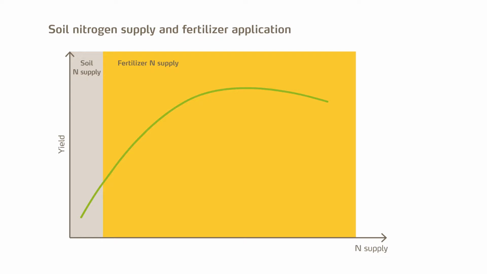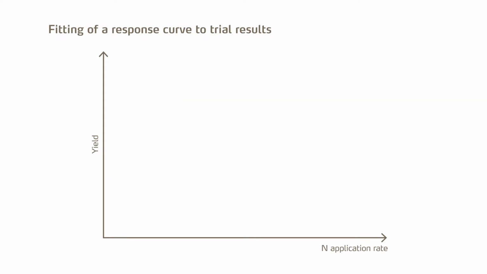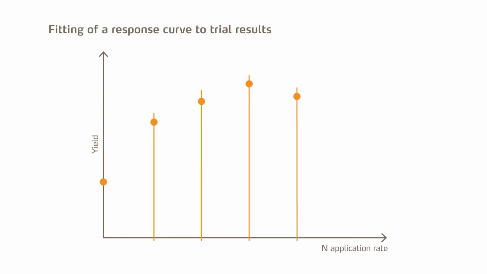Since soil nitrogen supply is variable, nitrogen response curves in general show the yield as a response to fertilizer application only. In order to determine accurate yield response curves, field trials need to be performed under scientific control. In this example, 5 different yield values have been recorded and the response curve has been fitted accordingly. Response curves are always based on data from the past. Nevertheless, they enable comparing nutrition options and forecasting results.